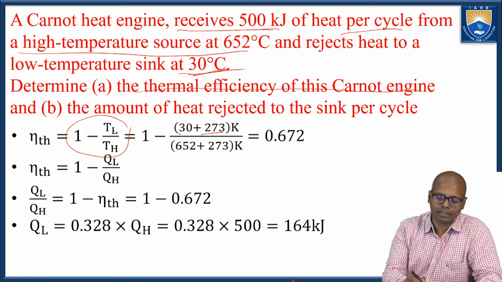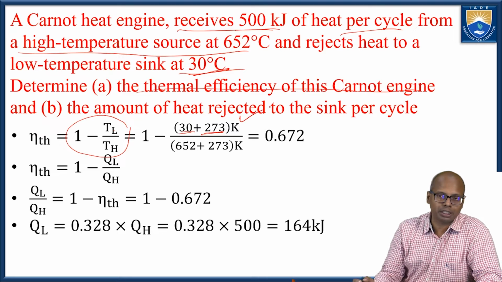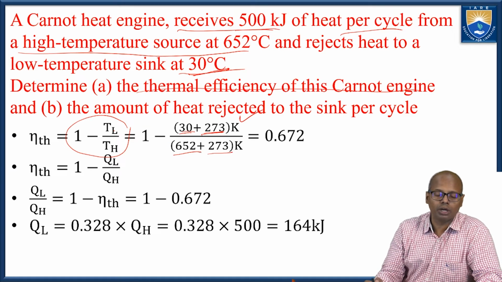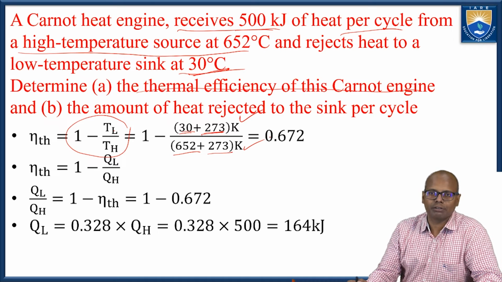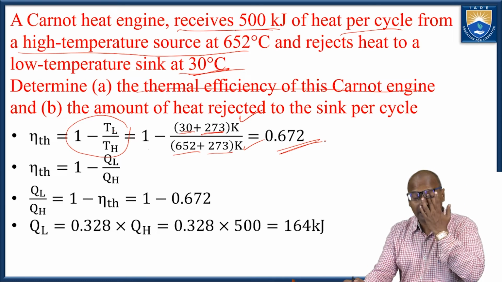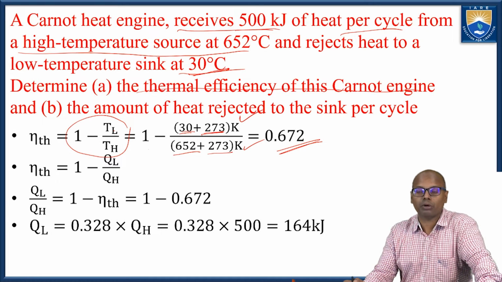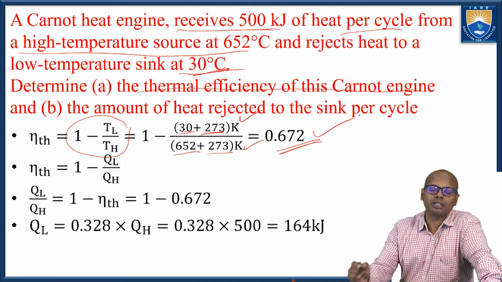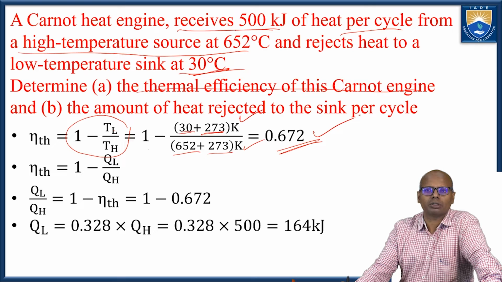So if I add 273 to 30, I will get the temperature in Kelvin. Similarly, if I add 273 to 652, I will get the temperature in Kelvin. Now, if I substitute all this and simplify, it is very straightforward, and I will get the value of 0.672. So this first bit is pretty straightforward. I can directly substitute and get it.